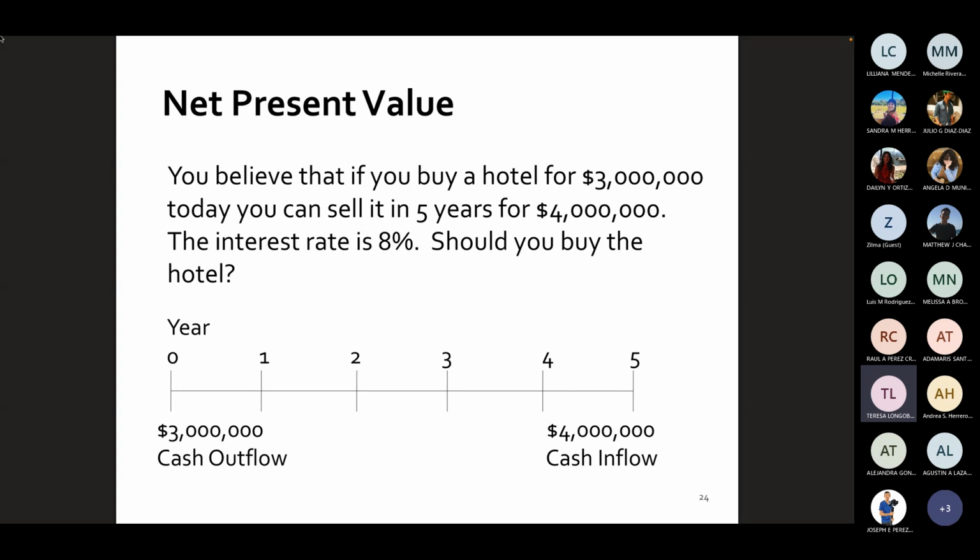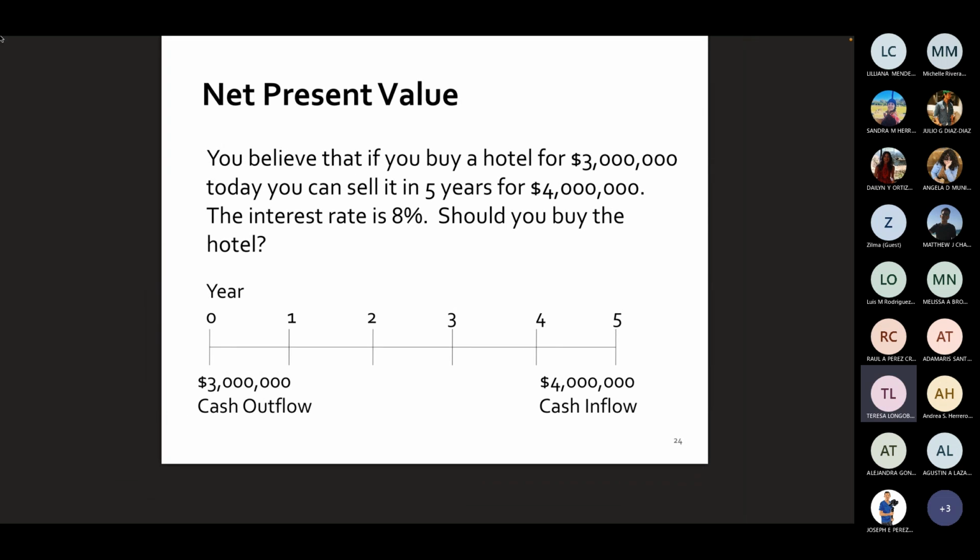That's what you're going to think. You're going to think, well, what's the next best thing I could do? There's the hotel, and then there's the 8%. Those are two different investment opportunities. So very good.